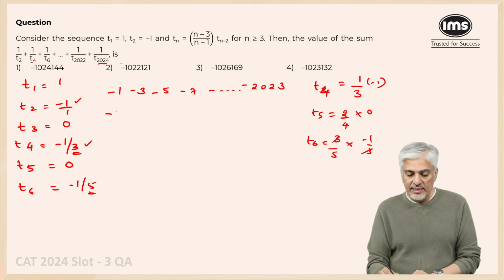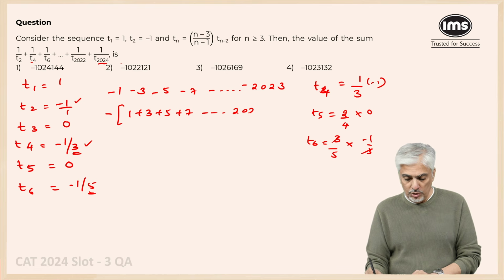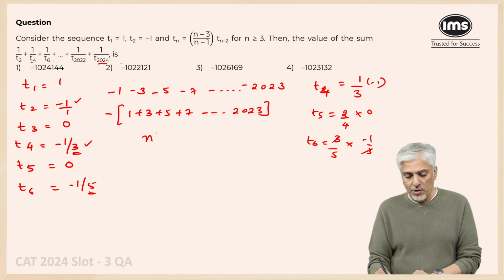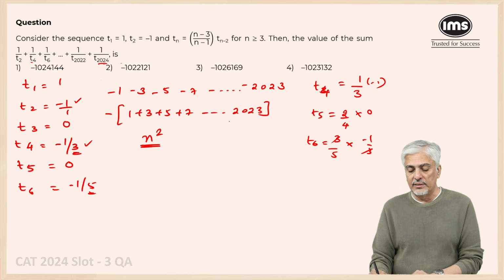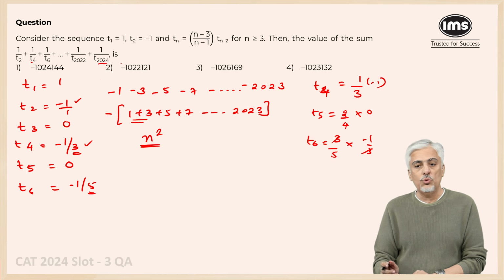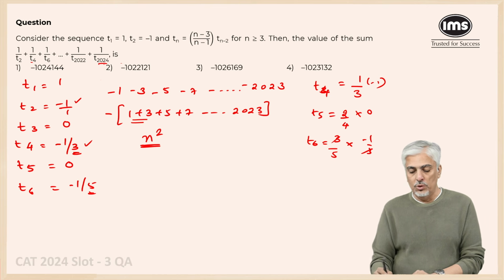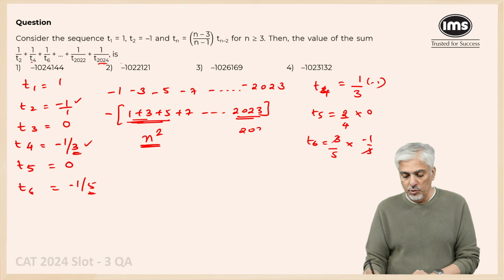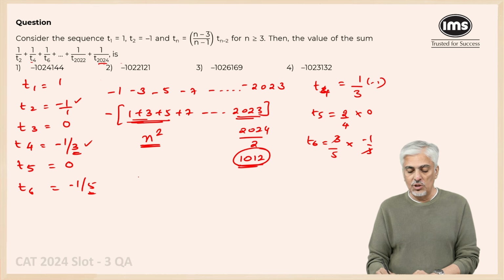Now I want to find the sum of all these. Take a negative common, I'll get 1 plus 3 plus 5 plus 7 up till 2023. These are all odd numbers. You can use the formula of arithmetic progression, but I would do all odd numbers. Sum of all odd numbers is n square. How many numbers are there? If you take the first two numbers, how do you check? It will be 3 plus 1, 4 divided by 2. Or if it is 3 numbers, 5 plus 1, 6 divided by 2. So 2023 plus 1, 2024 divided by 2, that will be 1012. So there are 1012 numbers.